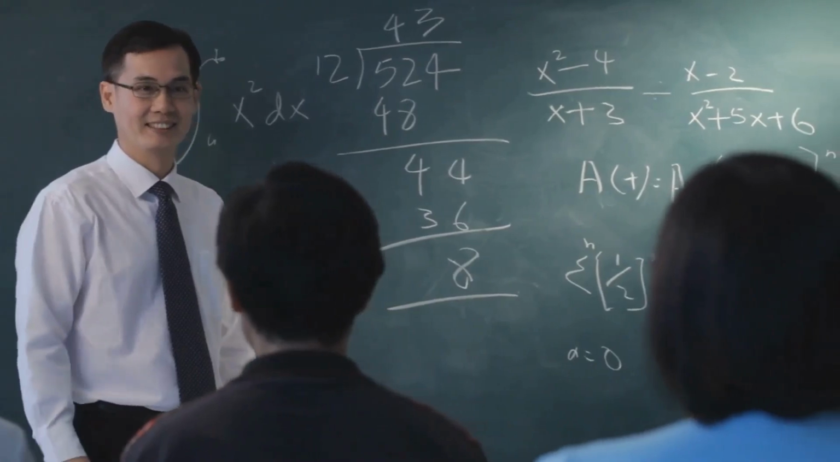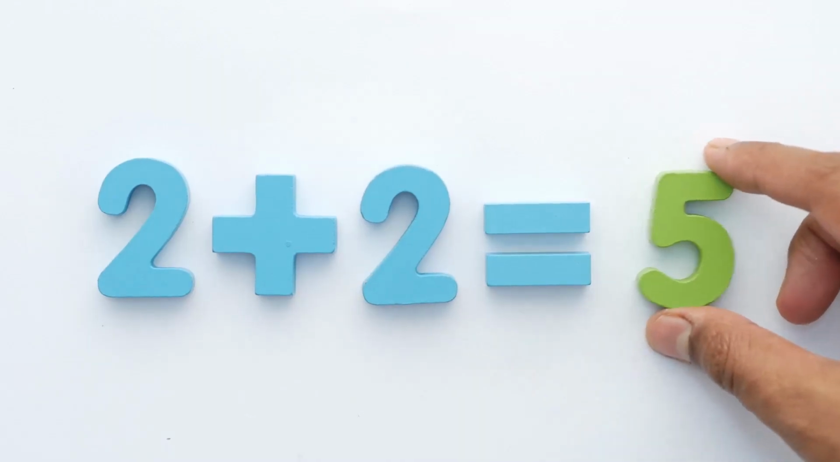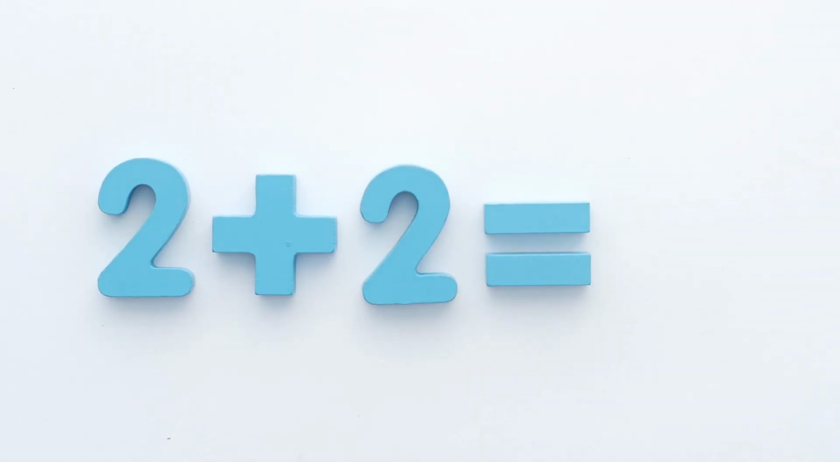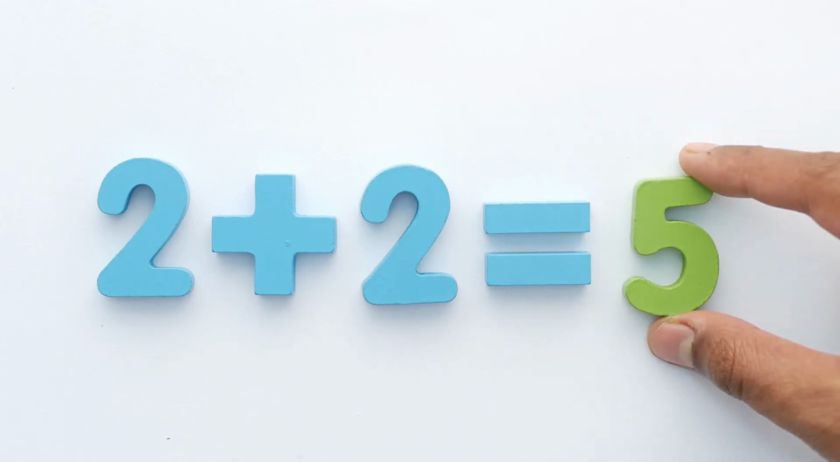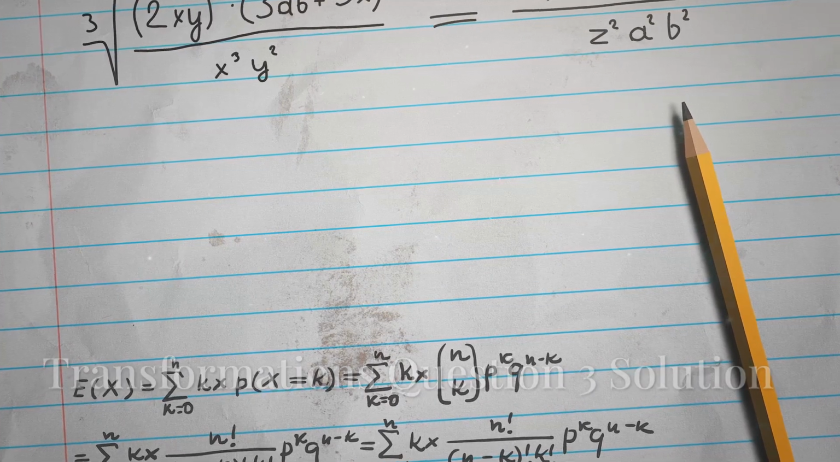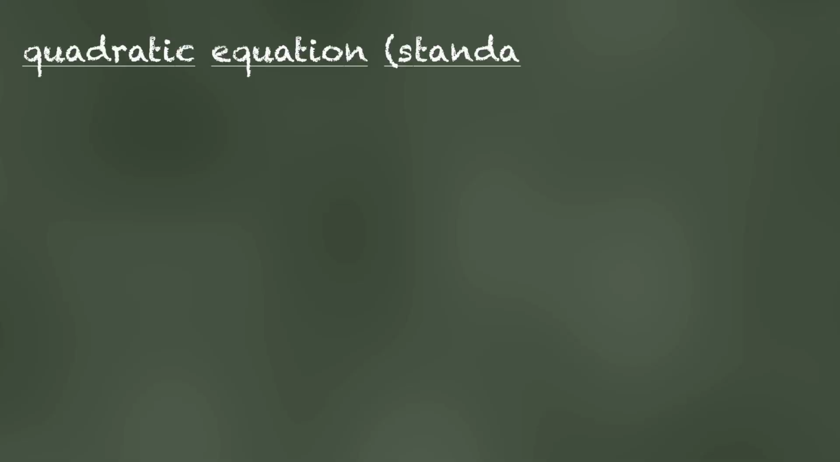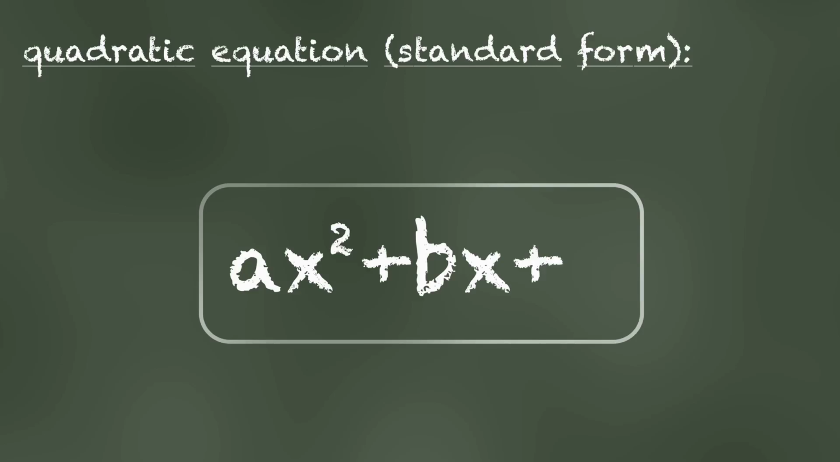Question 3. Consider the function p of x equals (x minus 1) squared plus 5. What are the transformations from the parent function y equals x squared? The function p of x equals (x minus 1) squared plus 5 represents a transformation of the parent function y equals x squared.